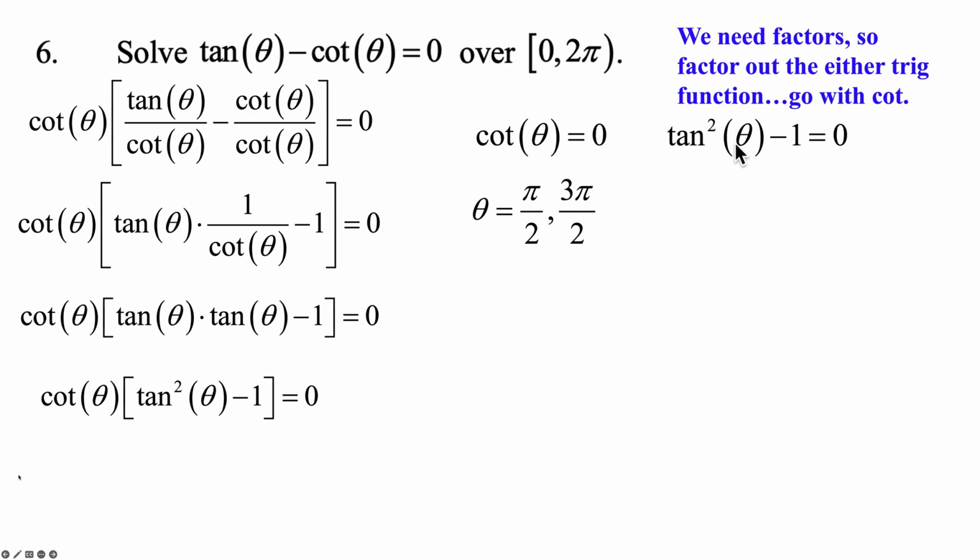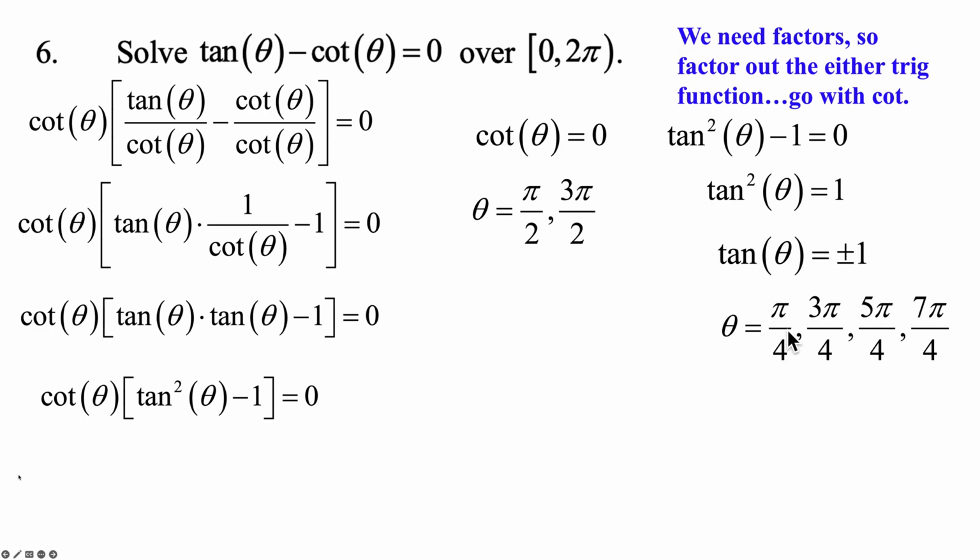Tangent squared theta, well, minus 1, add the 1 over, take the square root of both sides, that's plus or minus 1. So we're looking at a reference angle in all 4 quadrants, and tangent theta equaling 1, that's a 45-degree reference angle. So very similar to the previous problem where we had 45 degrees, or in this case pi over 4, 135, which is 3 pi over 4, 225 degrees is 5 pi over 4, and 315 degrees, 7 pi over 4. So here's my 6 answers. But again, we want to calculator check this.